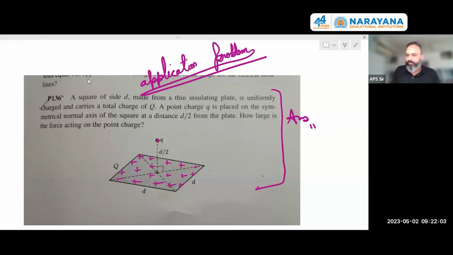Now, what happens here? By flux, I will just write the answer directly. You think about what I am saying. You need to find out the force here, and that force will be equal to sigma. So sigma is Q by D square into dA E cos theta, and that is the flux. And flux is basically Q by 6 epsilon naught. So this is the answer.